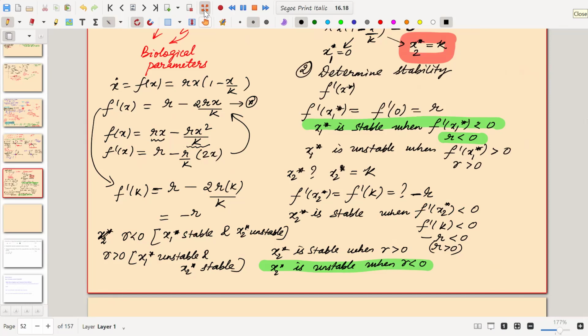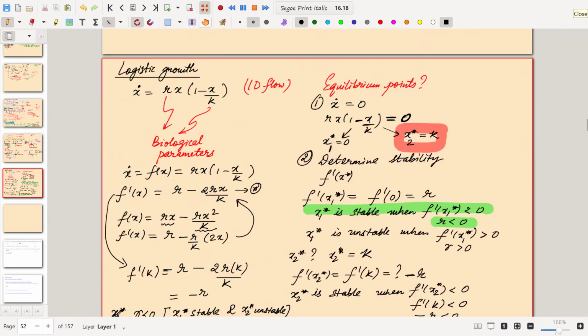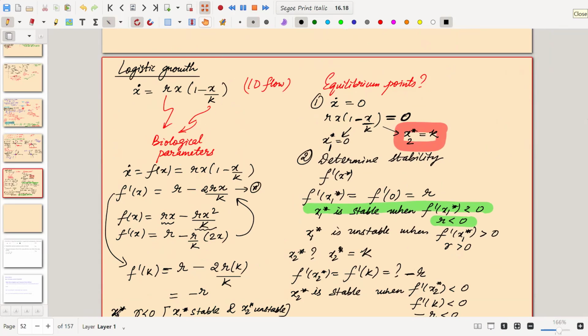So what I ask you now is, can you draw this in Desmos? Yes, just this function. Just let me know where it intersects and convince yourself that, yes, exactly, you see 0 and k as the equilibrium points.